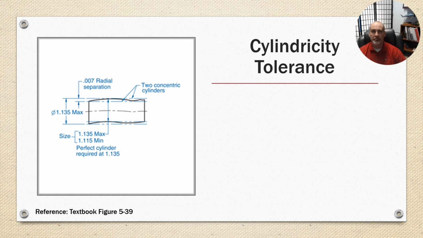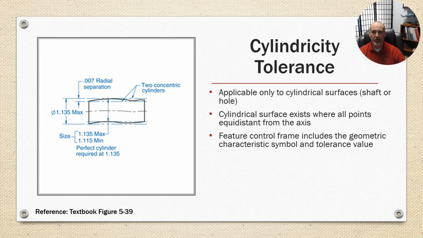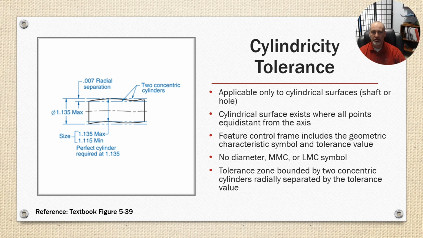Cylindricity tolerance. It is applicable only to cylindrical surfaces like shafts or holes. A cylindrical surface exists where all points are equidistant from the axis. The feature control frame includes the geometric characteristic symbol and the tolerance, with no diameter, MMC or LMC symbol. The tolerance zone is bounded by two concentric cylinders radially separated by the tolerance value, and circularity and straightness tolerances are combined in this form tolerance.